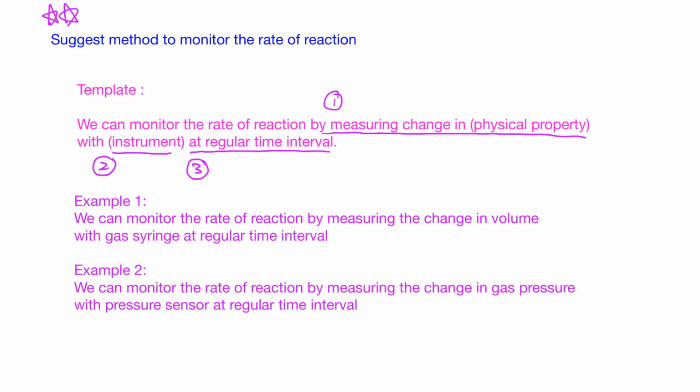In the following, I'll give you two examples. For example, we can monitor the rate of reaction by measuring change in volume with gas syringe at regular time interval. You see that we have three parts: change in volume, gas syringe, regular time interval. Or you can measure change in gas pressure with pressure sensor at regular time interval. This is what I expect from you when you're asked to suggest a method to monitor the rate of reactions. Basically, the answer is composed of three parts.